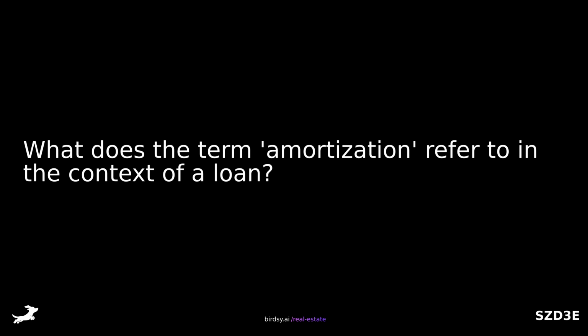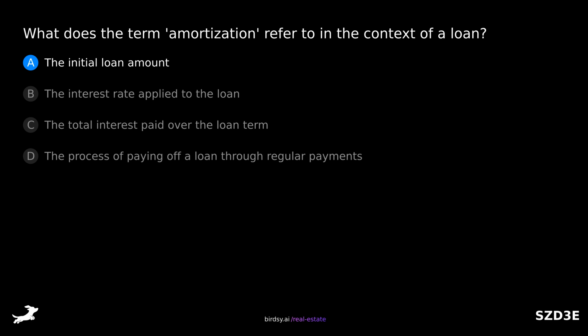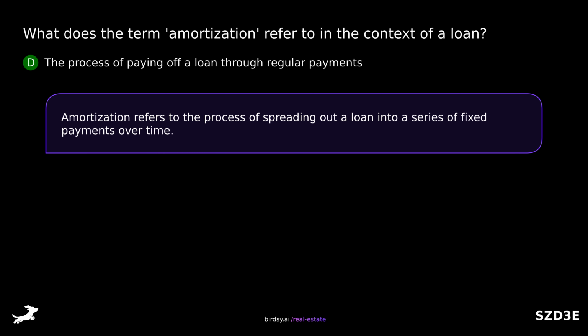What does the term amortization refer to in the context of a loan? Is it A, the initial loan amount? B, the interest rate applied to the loan? C, the total interest paid over the loan term? Or D, the process of paying off a loan through regular payments? The correct answer is D, the process of paying off a loan through regular payments. Amortization refers to the process of spreading out a loan into a series of fixed payments over time.